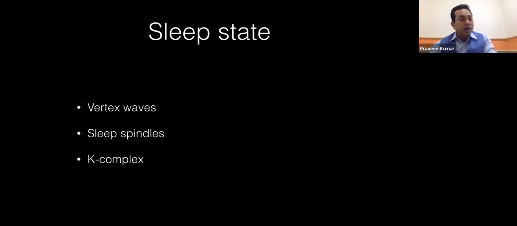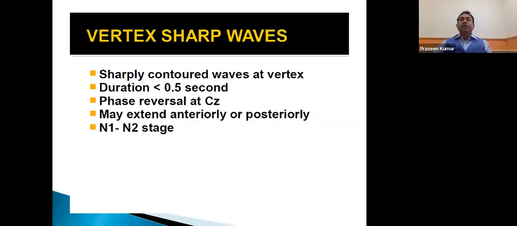Now coming to the second part, our sleep state. You get three things: vertex waves, spindles, and K complexes. Vertex waves are sharply contoured waves which are present at the vertex, that is the central location, and they may extend anteriorly, but normally they are seen in stage 1 of sleep.